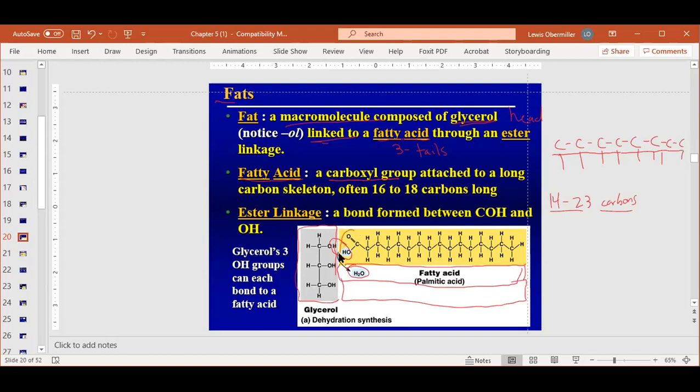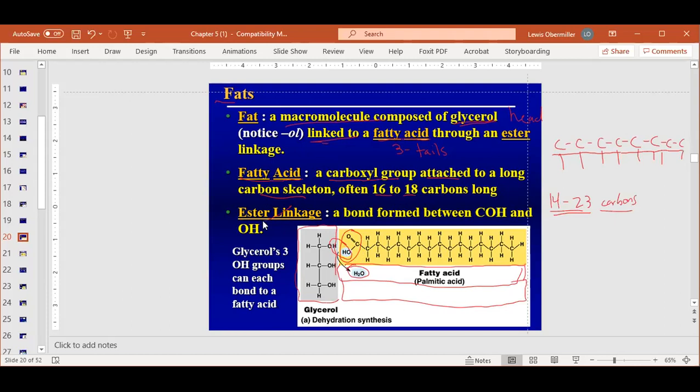So it has this carboxyl group right here. I might put this on the test and ask you to identify this functional group. Make sure you guys know what that is. It's the same one you identified on your lab. Attached to a long carbon skeleton. So 16, 18, like I said, it can range anywhere between 14 and 23, and sometimes even longer.